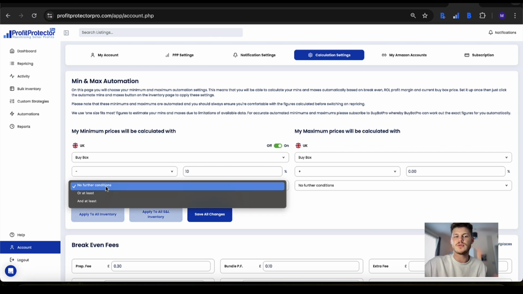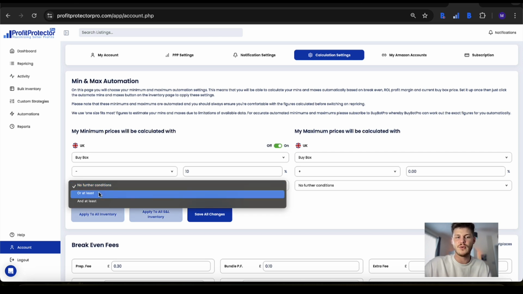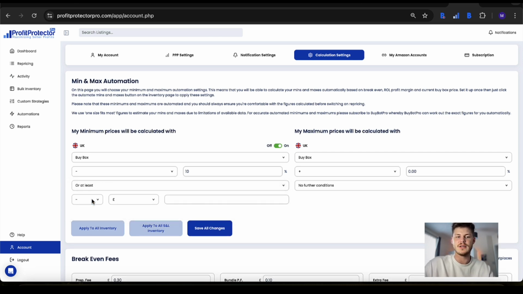Now, what you could also do here is go for the or at least option, and then have that as minus £1 or $1, whatever currency you're working with, because then either it will do the minus 10%, or if you know that it's safe in pretty much every case to go £1 or $1 below the BuyBox, and you'll still make money if you sold for that minimum price, then having something like that is also good too.